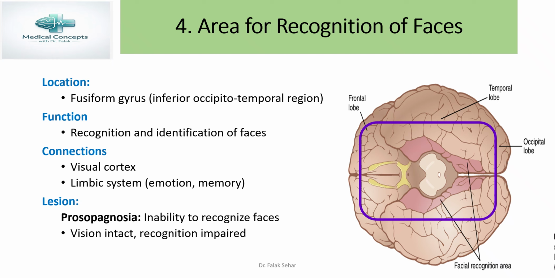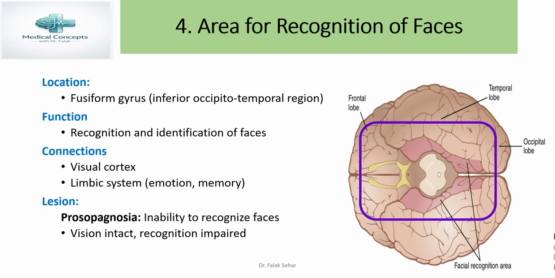It allows us to identify familiar individuals and link visual information with emotional and memory related inputs from the limbic system. For example, if we see our friend, we become very happy by recognizing him or her. Clinically, damage to this area is going to cause prosopagnosia, where the patient cannot recognize faces despite having normal vision. This area answers the question, not just what I am seeing, but who I am seeing. A patient can describe a face, but they cannot recognize the person.